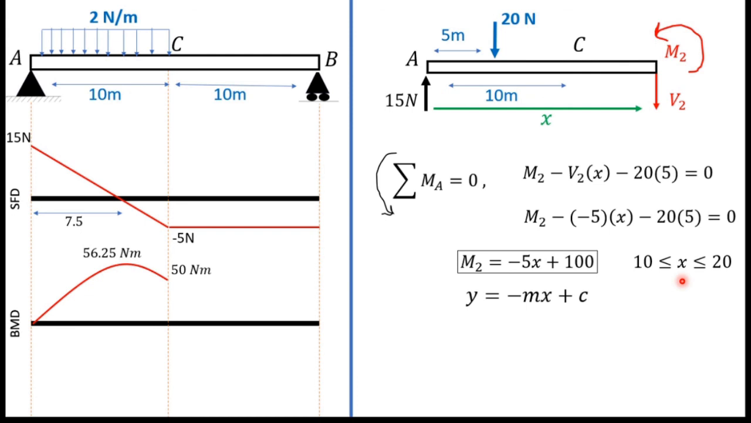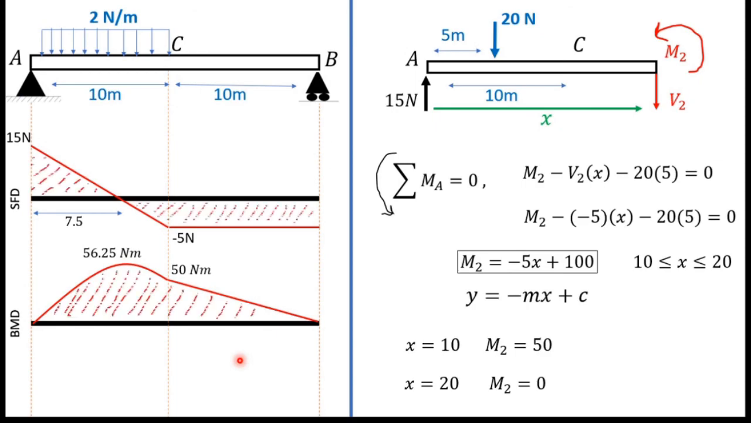So this graph is a straight line. I have to find the starting point and ending point. I will find M2 when x equals 10 and when x equals 20. When x equals 10, M2 equals 50, and when x equals 20, M2 equals 0. So now I can draw the bending moment diagram here. So it's like this. So this is the complete shear force and bending moment diagram.